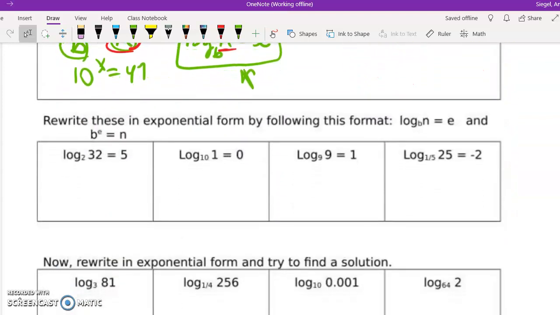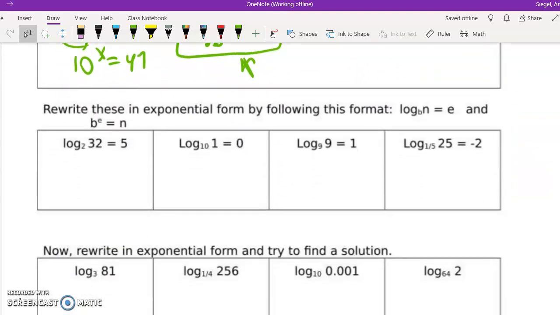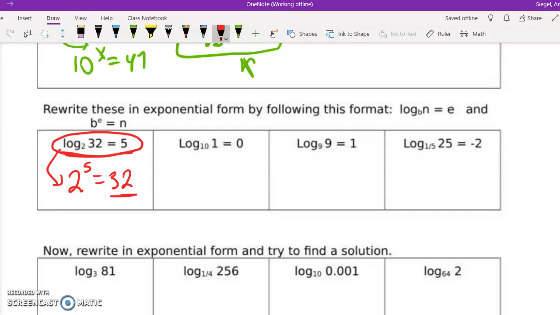Okay, so let's go down here, and now we're going to go the other way. We're going to say, what does this look like in exponential form? I'll do the first one for you. It's going to be 2 to the 5th power equals 32. I don't know about you, but the logarithm form really doesn't make a lot of sense. But when I put it into exponential form, I know 2 to the 5th power equals 32. We've talked about exponents before, so that makes a little more sense to me.